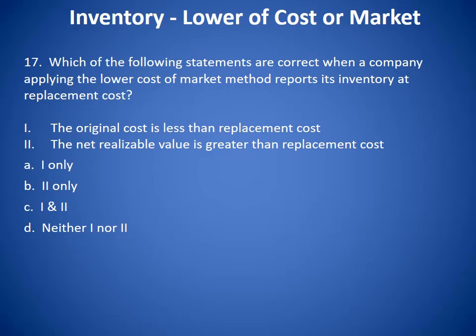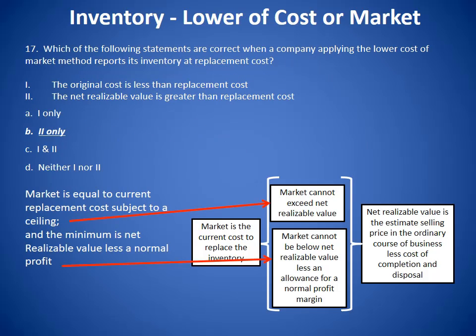Okay, let's take a look at the answer in this case, and the answer is B, 2 only. In other words, the net realizable value is greater than the replacement cost. Remember that the market is equal to the current replacement cost subject to a ceiling, and the minimum is the net realizable value less a normal profit. So the only item that could apply would be item number 2. The net realizable value is greater than the replacement cost.